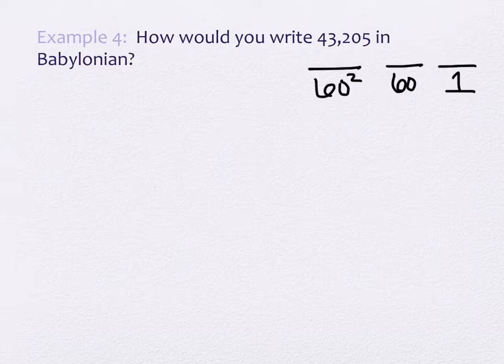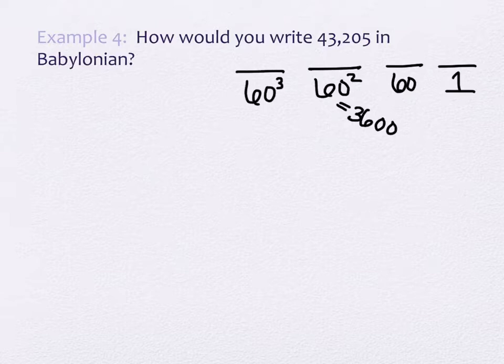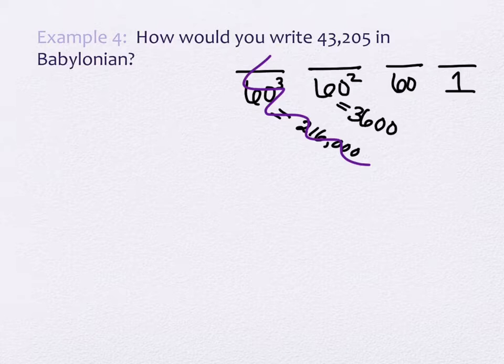But what is 60 squared? 3,600. And if we did 60 cubed, what would we get? 216,000. Now, we only need values that don't get bigger than the 43,205 we were given. So we don't need this one because it's bigger than the number we started with. We only need the other 3. So that's the first thing you have to figure out: what numbers are you going to be using in the base system you're in. The numbers we're going to be using are 3,600, 60, and 1.